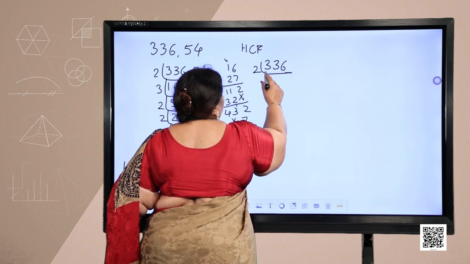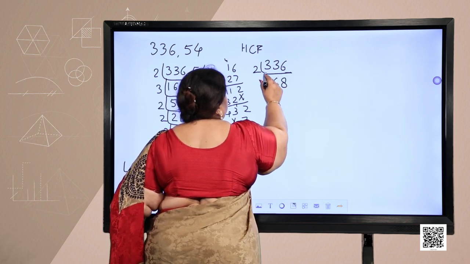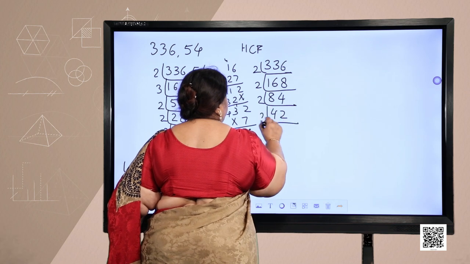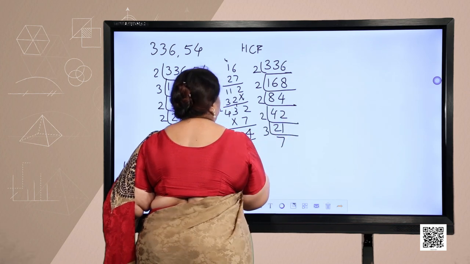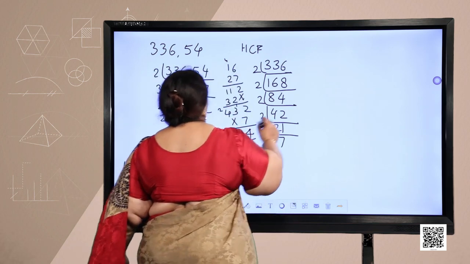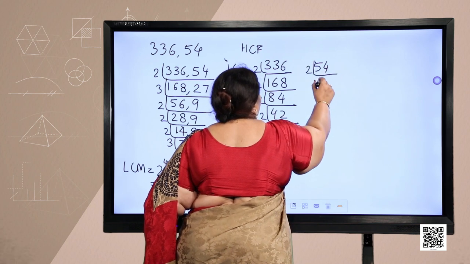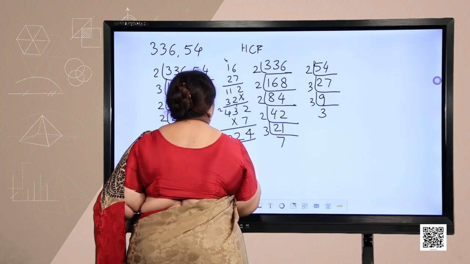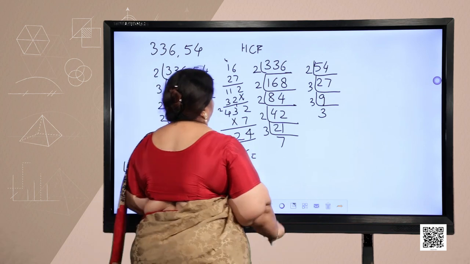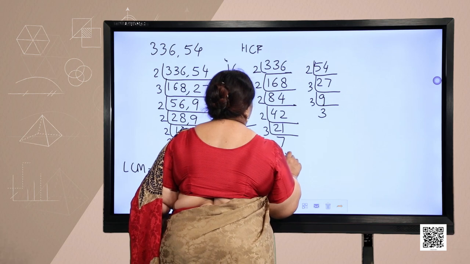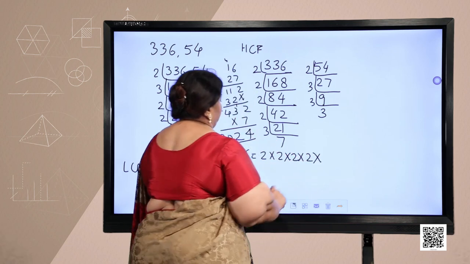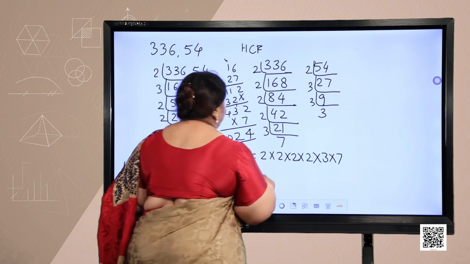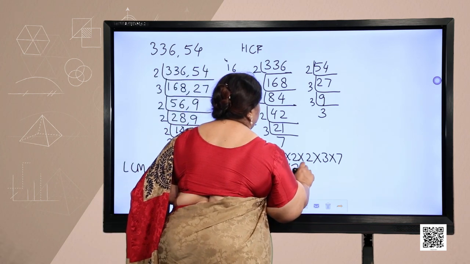Two 1s are 2, 2 6s are 12 and 2 8s are 16. 2 8s are 16 and 4, 2 42s are, 2 21s are and 3 7s are. Likewise, I have 54 here, 2 27s are, 3 9s are and 3 3s are. Let me list out the factors. It is 2 into 2 into 2, 4 times and 3 into 7. And for 54, I have here 2 into 3 into 3 into 3.